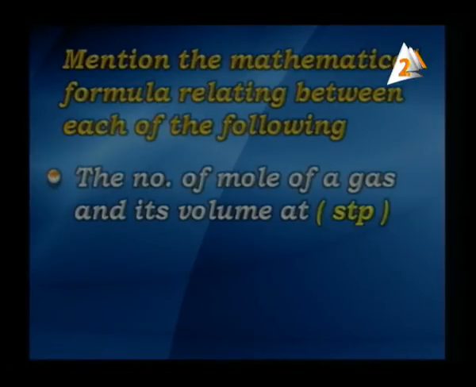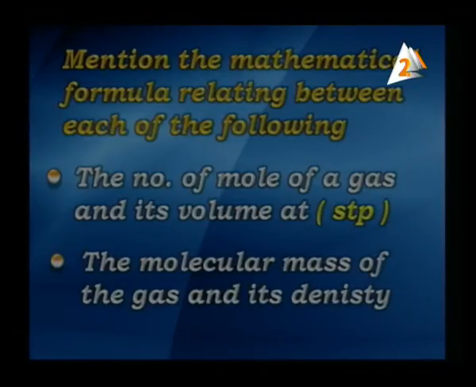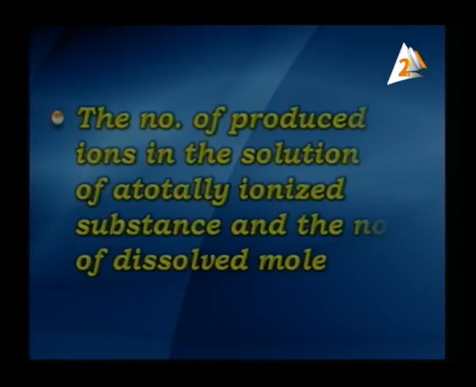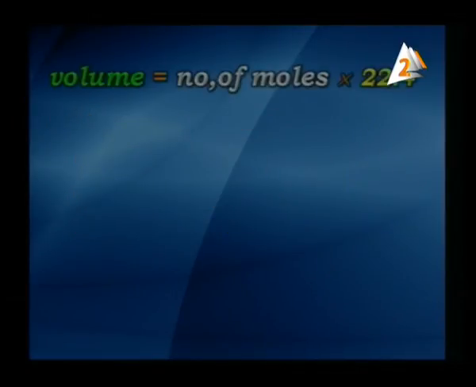Mention the mathematical formula relating each of the following. First, the number of moles of a gas and its volume at STP. Second, the molecular mass of the gas and its density. Third, the concentration of the solution in mole per liter, the number of dissolved moles, and the solution volume in liters. Fourth, the number of ions produced in the solution of a totally ionized substance and the number of dissolved moles.